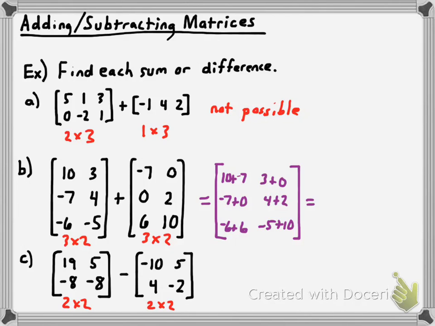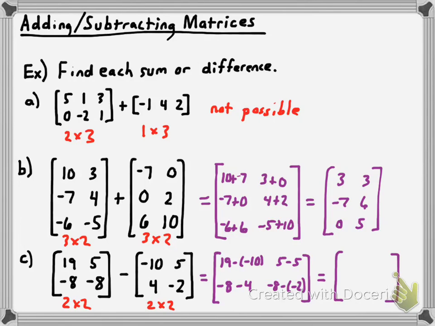Now let's go ahead and simplify. And you can see that we'll get 3, 3, -7, 6, 0, and 5 for the sum. Okay? Do the similar thing then with the subtraction. We're going to subtract the corresponding elements this time. You can see I'm doing 19 minus -10, 5 minus 5, and so forth.